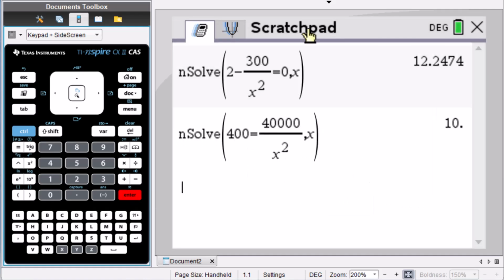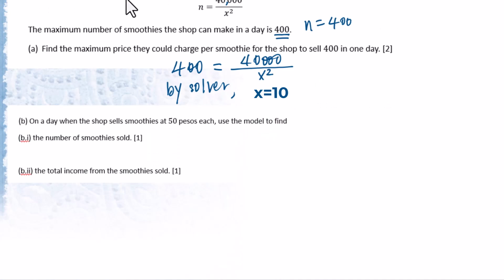X equals 10. On one day when the shop sells smoothies at 50 pesos each, use the model to find the number of smoothies sold. N equals 40,000 over 50 squared equals 16.